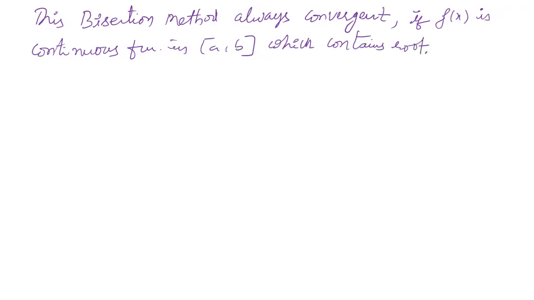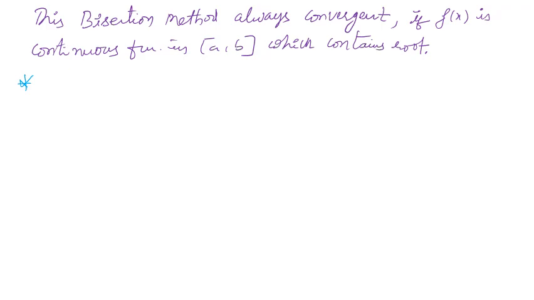What is the condition of convergence in the bisection method? The function f of x must be continuous over the interval a, b, where the root belongs to this interval. Continuity means the function must be defined at every point of the interval a comma b. Okay, and one more important point here.